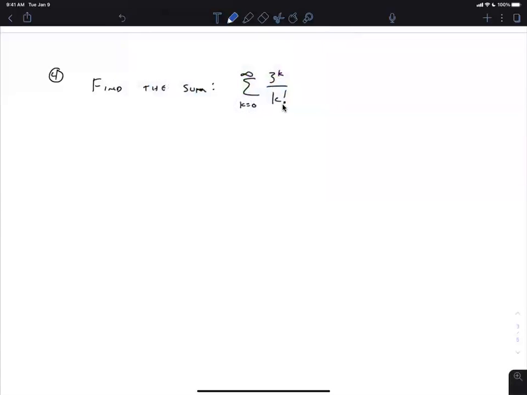Well, if you notice, this looks a lot like this. And so given that it's exactly this with a 3 in place of x, the sum of this is e to the third power. But you have to notice that it's in this form. Does that make sense to everybody? Any questions?